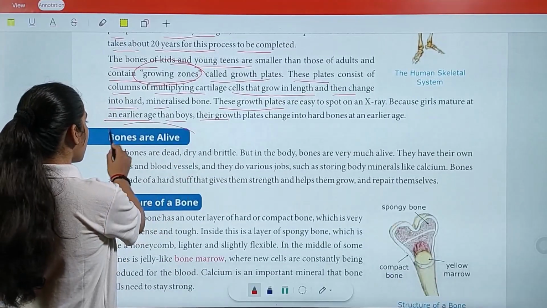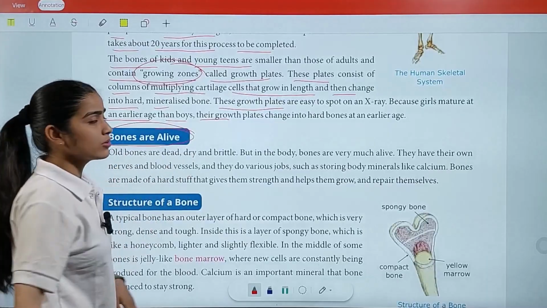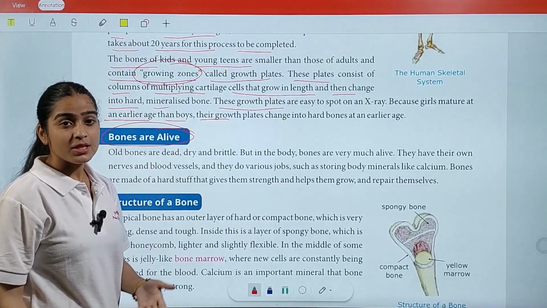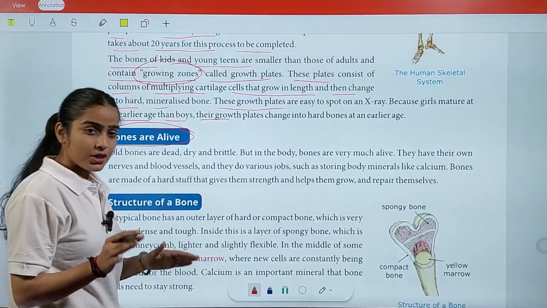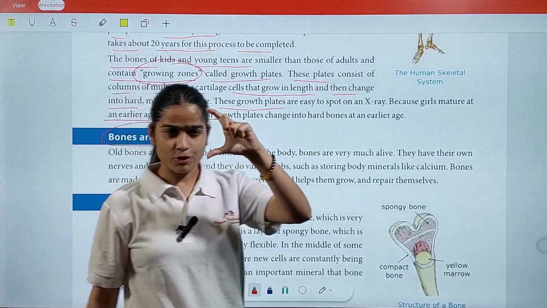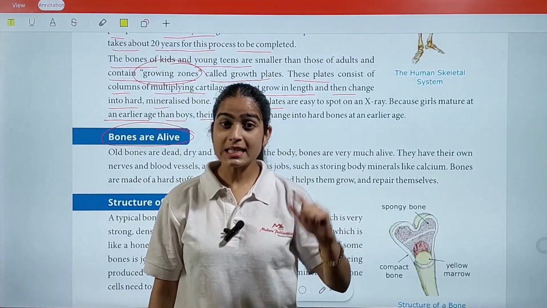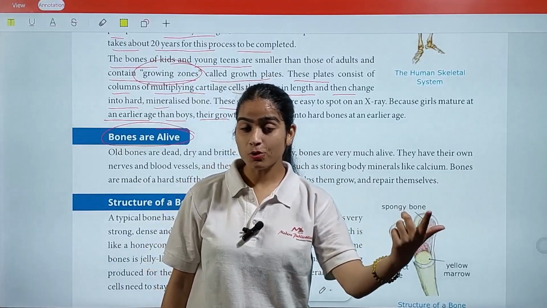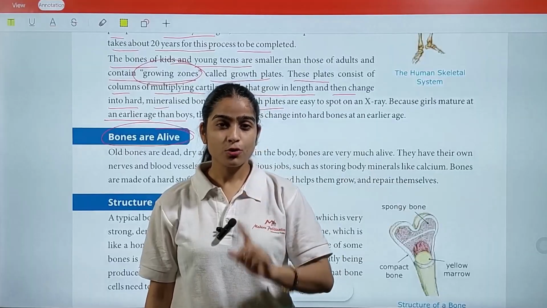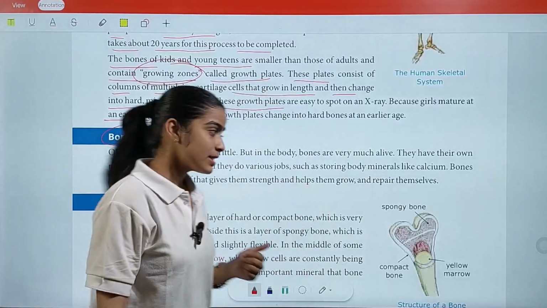Now, bones are alive. How do we know that bones are alive? Alive means when we see growth. When you were small, your hand was too small, right? Now you are big, so your bones have also increased in size. It means they show growth. And what shows growth? It means it is alive.